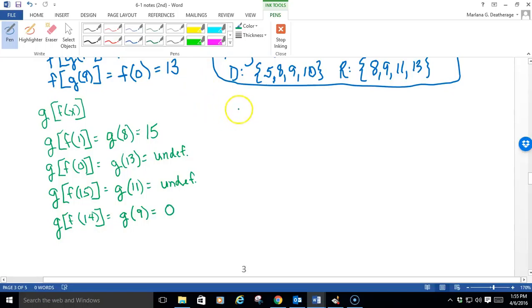Okay, so g of f equals, what's my first ordered pair? 1, 15. Where we started, where we ended. Alright, what's my next one? 14, 0. That's it. The other two are undefined. So there's no ordered pairs for that.